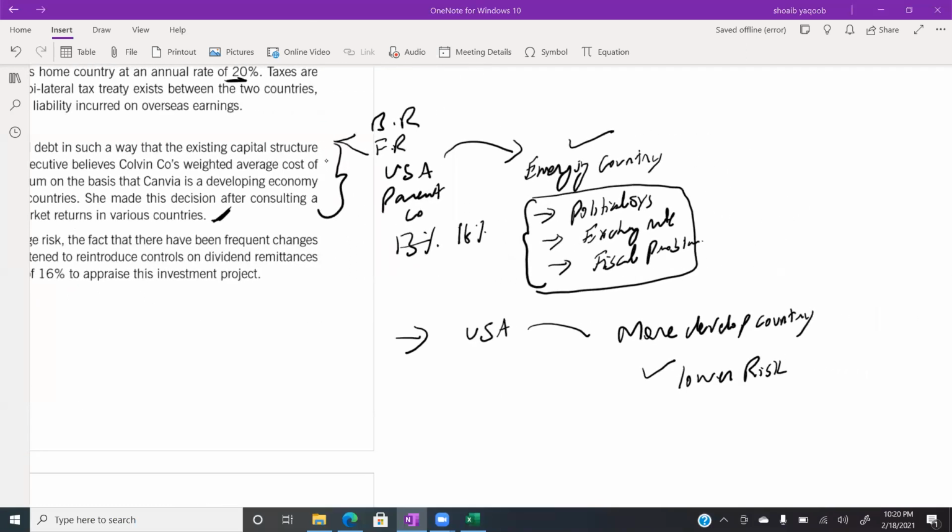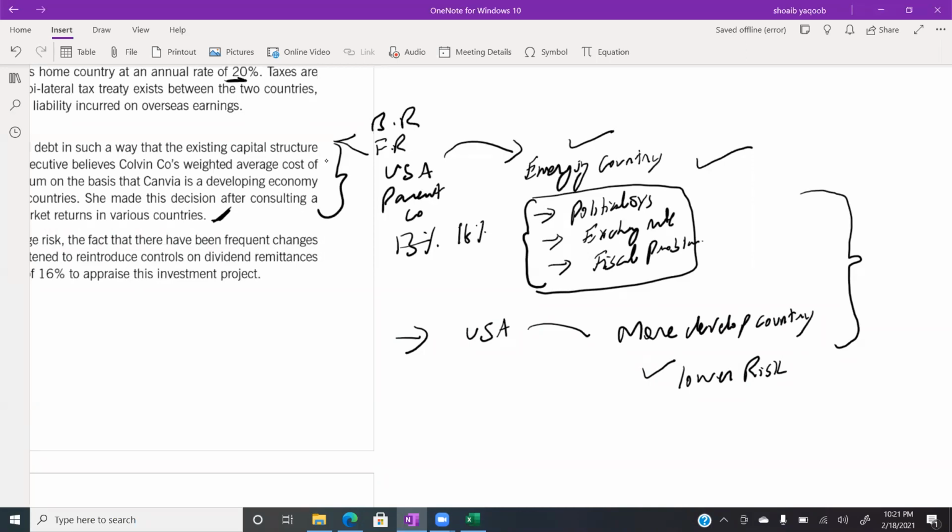So that means we can argue that if this company is investing in an emerging country, obviously there will be some additional risk. But this company must have invested in a more developed country where there will be lower risk. So that means their risk will be diversified already. So there is no need to add country risk premium.